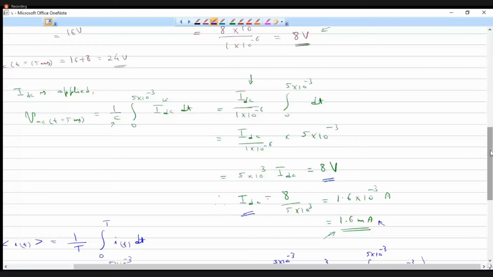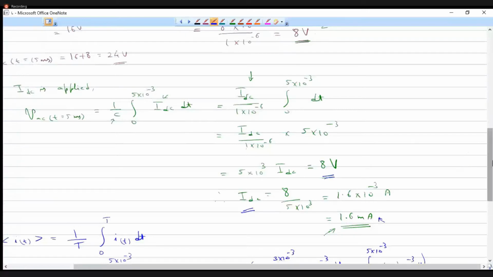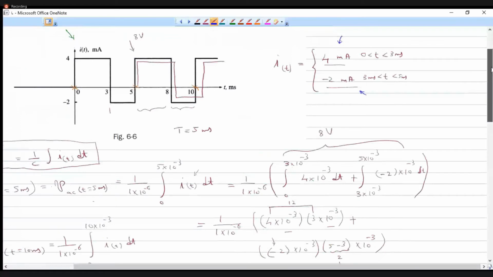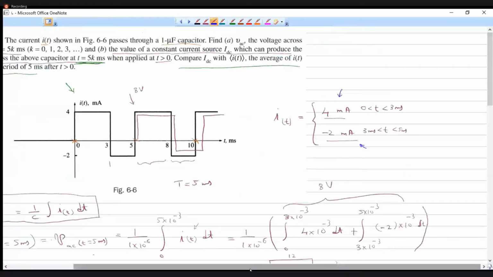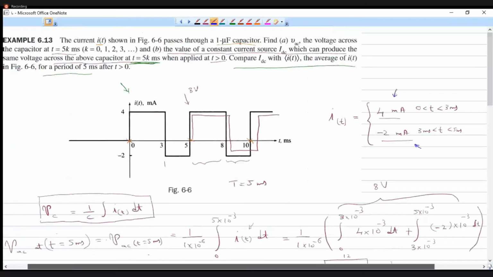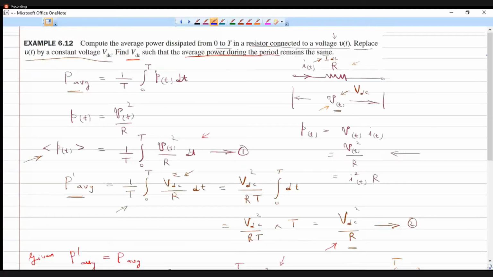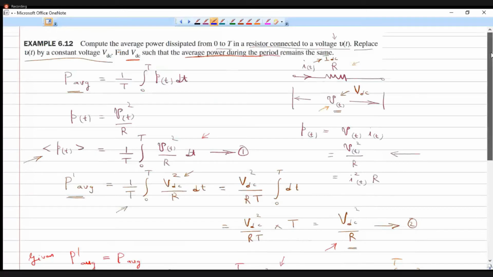And we have found that this 1.6 milliampere is nothing but the average value of the alternating current that we have already applied across the capacitor. So that is a relationship between the average value and the DC value in the case of the voltage across the capacitor. In the previous example, we have seen the relationship between the DC voltage and the RMS voltage when we are equating the power that is dissipated across the resistor. So hope you can appreciate the relationship between these two. So any doubts up to now?